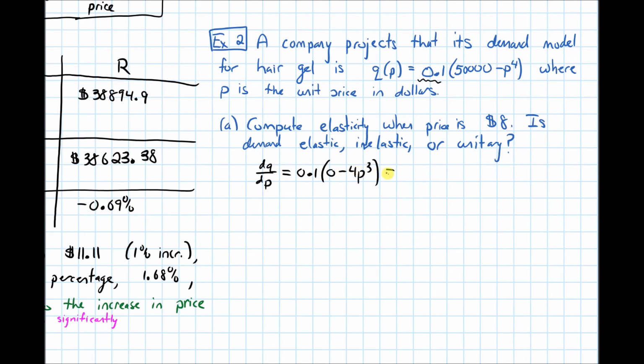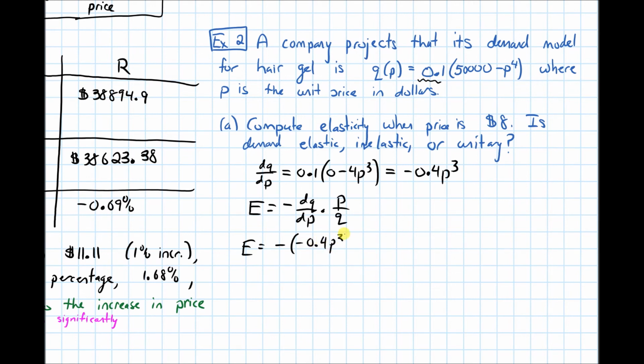Remember that E is negative dQ/dP times p over Q. So if we plug into this, we get E equals negative, and then dQ/dP is negative 0.4 p cubed. And then this gets multiplied by p over Q.